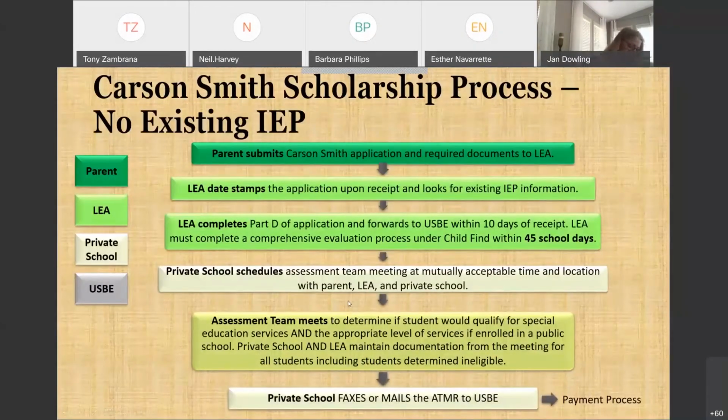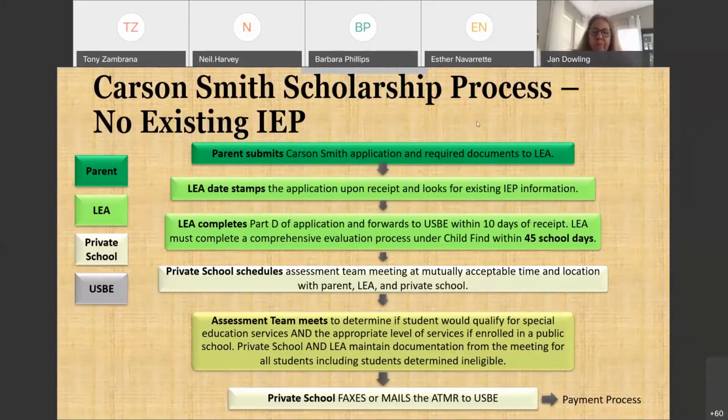All right, so let's go right into the scholarship process. So this is a flow chart for if the student does not currently have an existing IEP. And it's color coded here. So these are who does what. And the first thing is the parent of the student will submit their application and all required documents to the LEA. And we will, in a few slides, show you how to determine which LEA you need to be submitting it to. So hang tight if you have that question, we'll get to it.